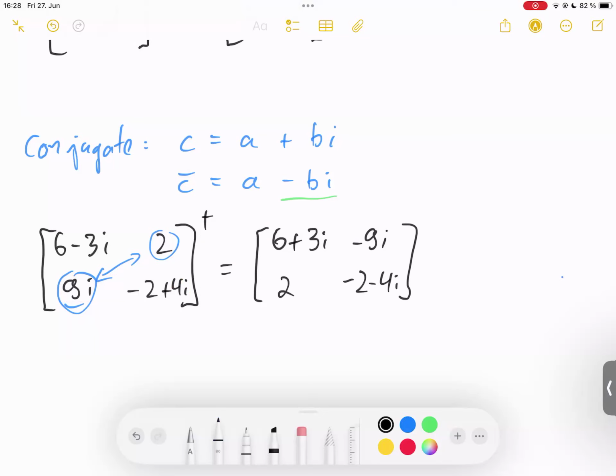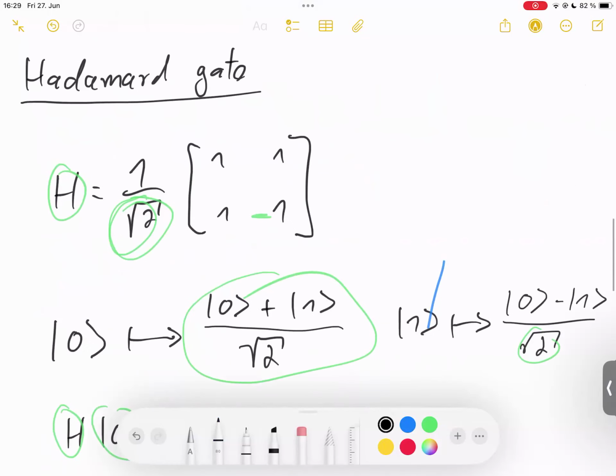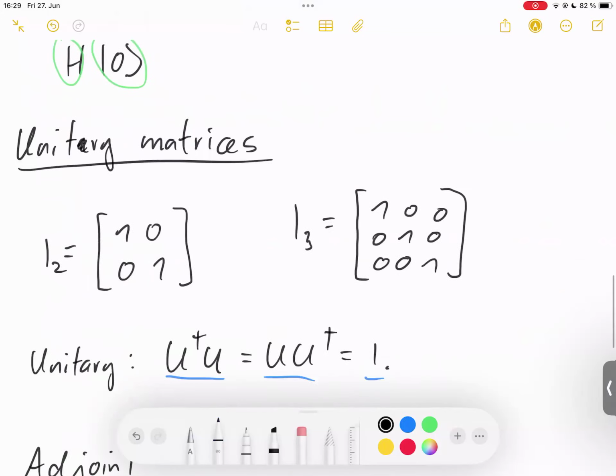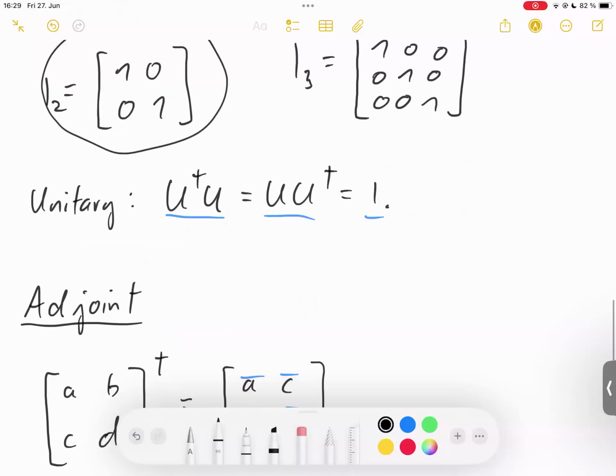And you can try out on your own at home and see, for example, that the Hadamard matrix is unitary, the NOT one, the identity one here, this one is also unitary. And this is the condition here for unitary. So feel free to try this.